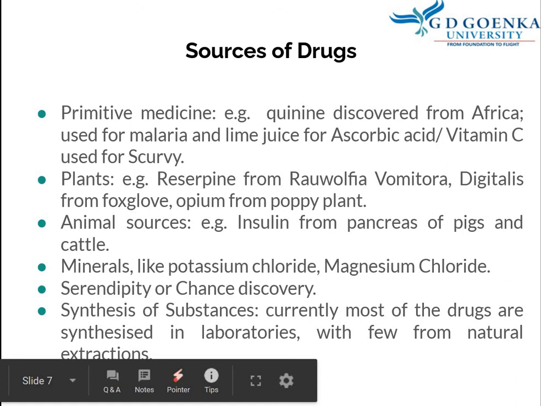Not only that, animal sources were also identified, which includes insulin from pancreas of pigs and cattle. There were mineral sources of drugs like potassium chloride, magnesium chloride. There was chance discovery or serendipity. For example, penicillin was discovered as a chance discovery by Alexander Fleming. Currently, most of the drugs are synthesized in laboratories with very few from natural extractions.